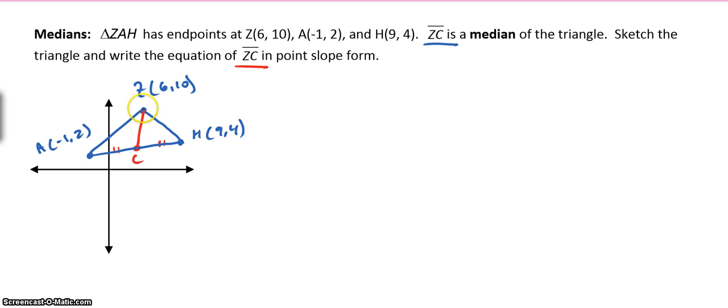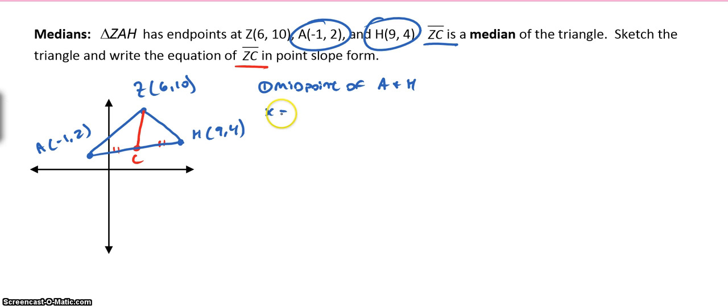Now, we know Z, but we're not going to be able to find the slope of this without this other point. But we could find this point because it's the midpoint of AH. So our first step is going to be to find the midpoint of A and H. So we're looking at these two coordinates here.